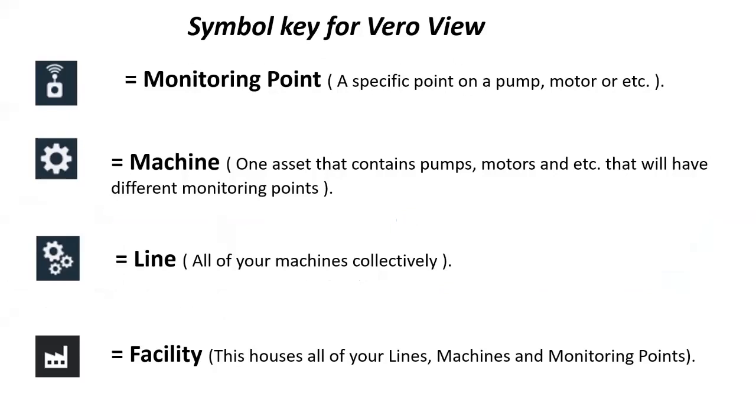1. A monitoring point. A monitoring point is a specific point on a pump or a motor. 2. A machine. A machine consists of one asset that contains pumps, motors, or etc. that will have different monitoring points on them. 3. A line. All of your machines collectively make up your line. And 4, the facility. This houses all of your lines, machines, and monitoring points.